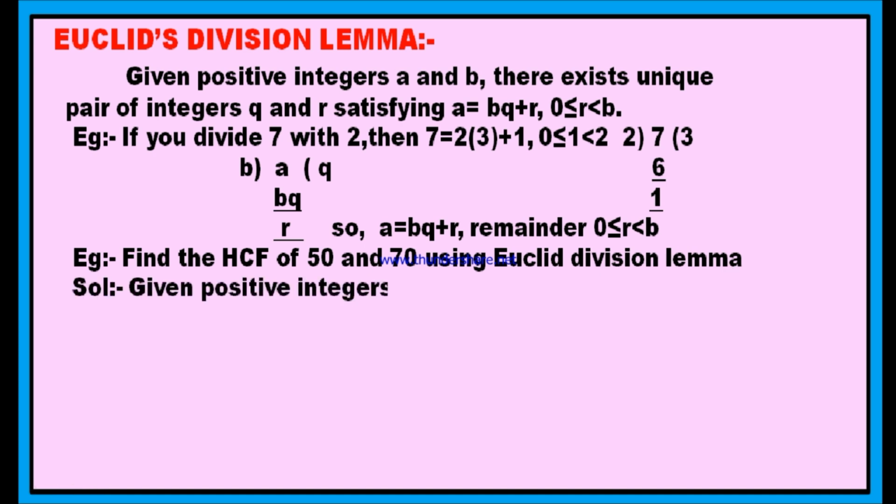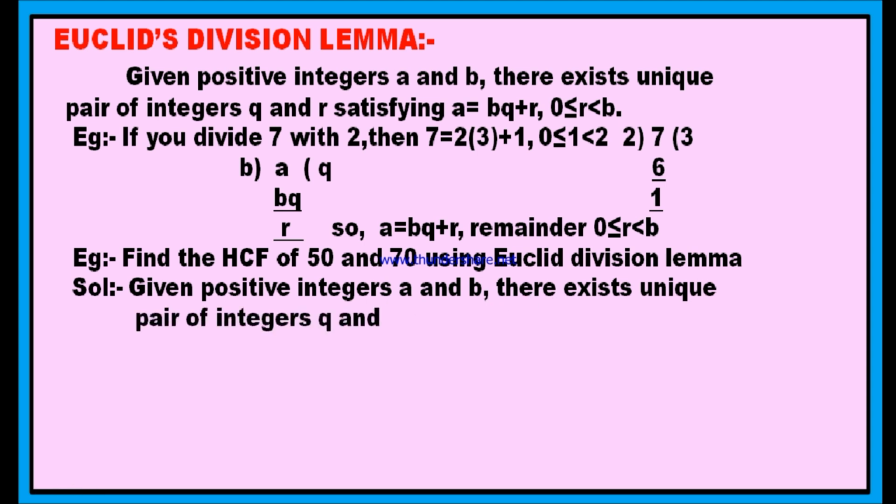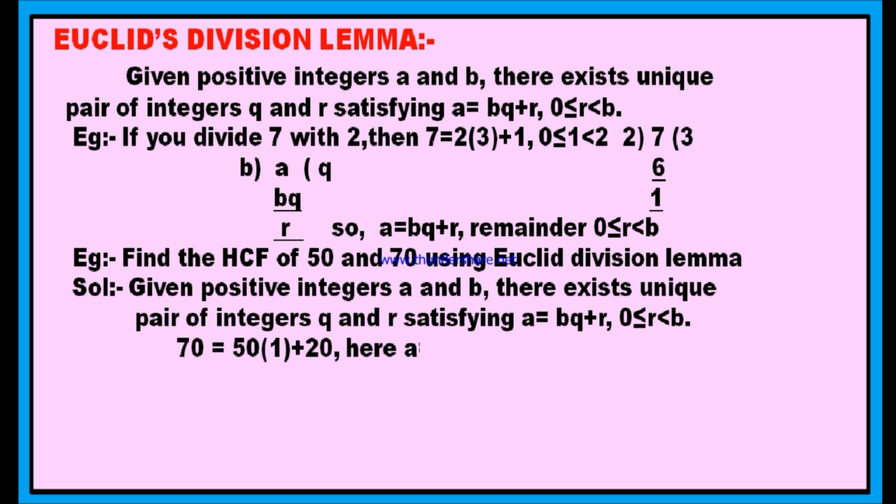Here is the solution. Now let us write the statement of the division lemma first of all. Given positive integers a and b, then there is a unique pair of integers q and r satisfying a is equal to bq plus r, where 0 is less than or equal to r is less than b. Now, using division rule, we have given two numbers 50 and 70. Out of these numbers 50 and 70, the biggest number is 70.